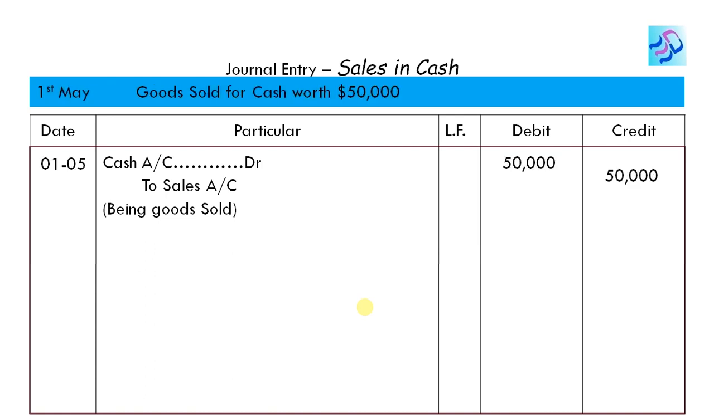For example, goods sold for cash worth $50,000. In this case, we have received the cash after we have sold the goods. So cash comes in, cash account debit, and our goods go out, so sales account credit.